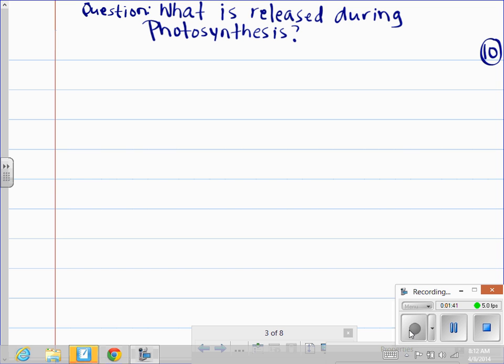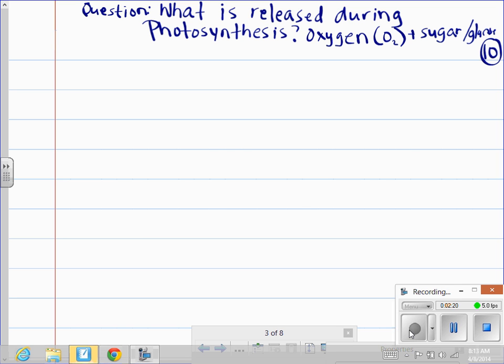All right, so what is released during photosynthesis? Carbon dioxide, oxygen. What's the chemical symbol for oxygen? O2. And sugar, you said, right? Christopher said it over there, also known as glucose. And what's the chemical formula for glucose?